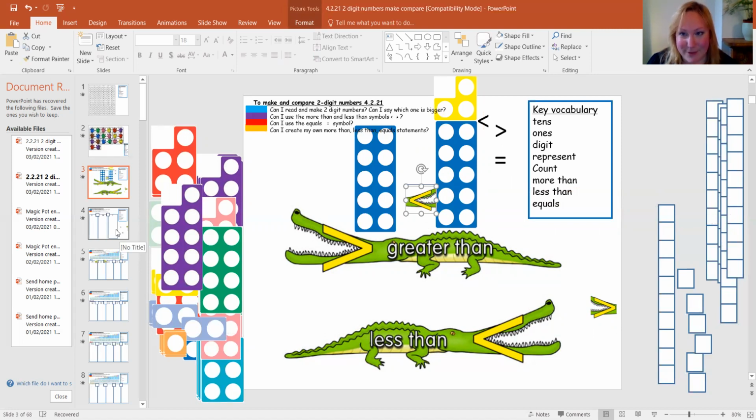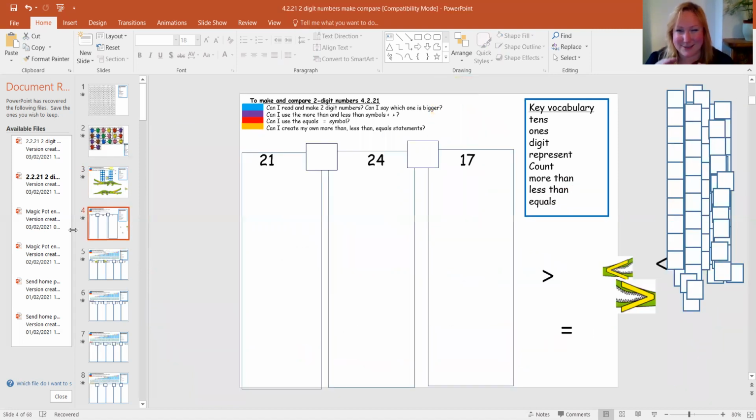This is what you are doing today. You're going to do the same thing we did yesterday, but everything's just a little bit trickier. As you know, our objective today is to make and compare two-digit numbers. You're going to read and make two-digit numbers and say which one is bigger. That's the blue level of challenge. Moving on to the purple, I want you to use the more than and less than symbols. Have a go at that.